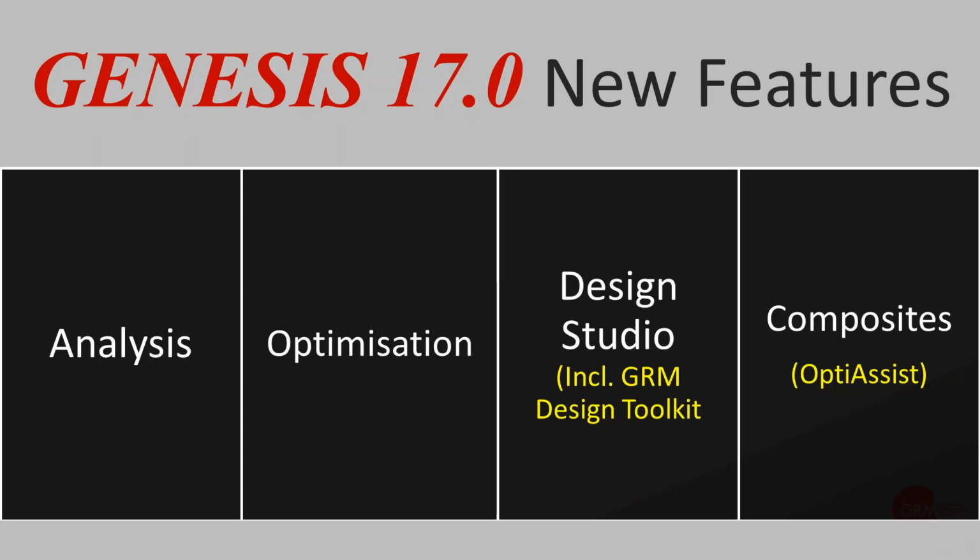Okay, so the topics we're going to cover today on the Genesis new features will be around these four key sections. So analysis, optimization, the design studio pre and post, and the area of composites, which sits under the umbrella of our OptiAssist tool.